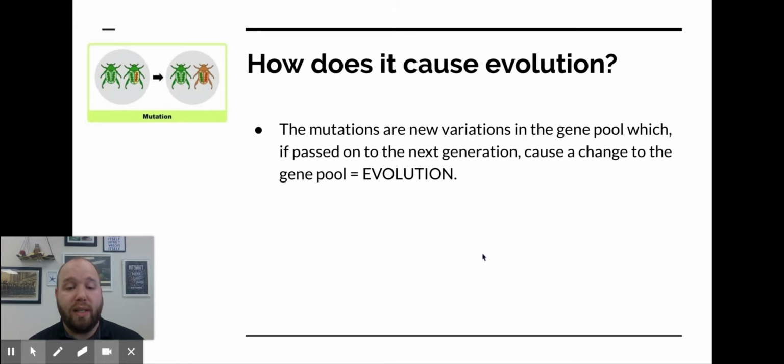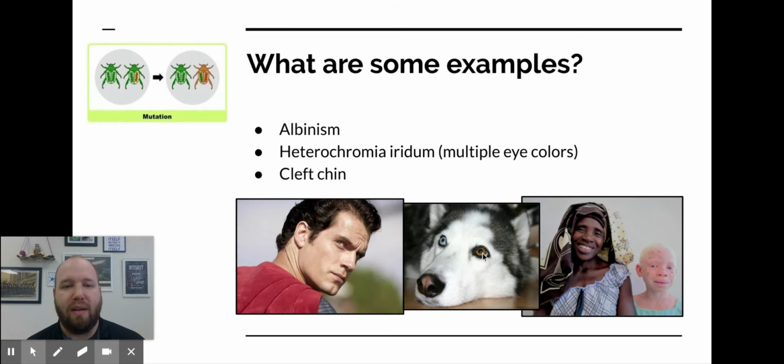So this one's really, really simple. If something mutates and that mutation gets passed on to the next generation, now you've changed the gene pool. The gene pool has something new inside of it, which means it's different than it was before. And that is a process of evolution.